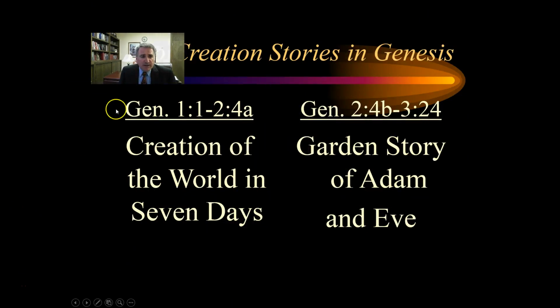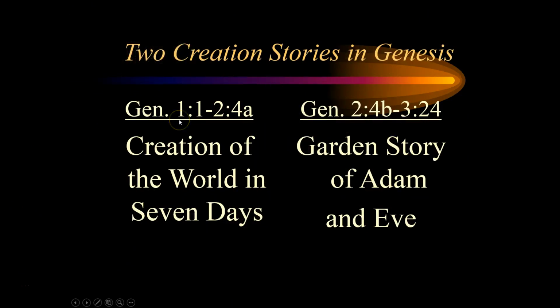Now, the first thing we should take notice of is that we actually have two stories of creation in Genesis. The first story is Genesis chapter 1, verse 1 through chapter 2, verse 4a, that is the first half of verse 4. The second story of creation, the story of Adam and Eve, begins in chapter 2, verse 4b and runs through chapter 3, verse 24.